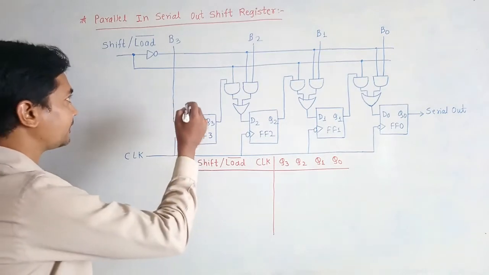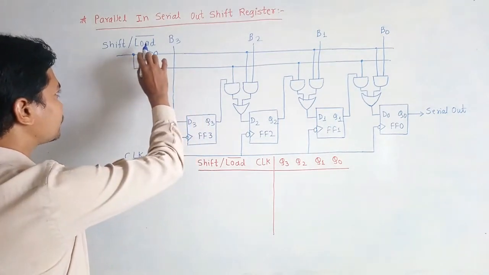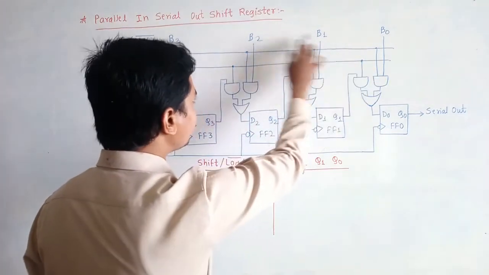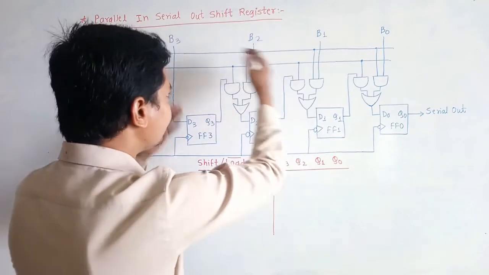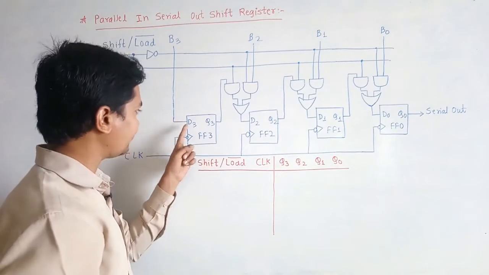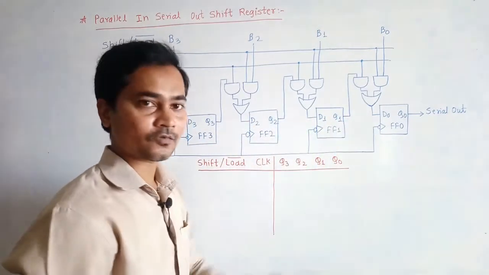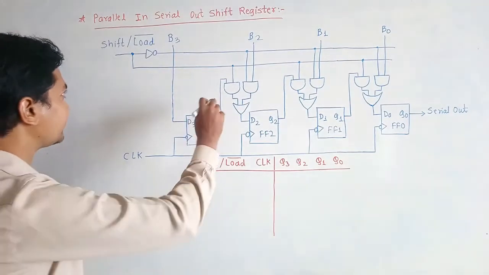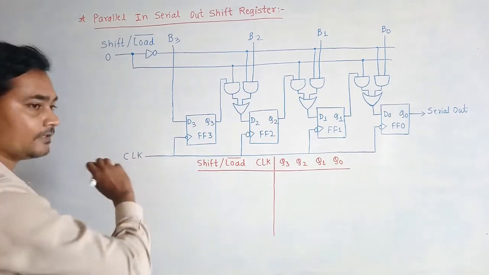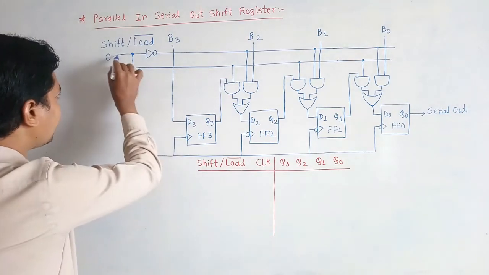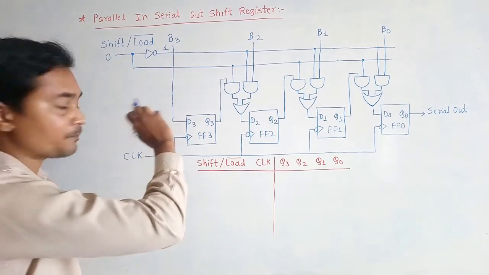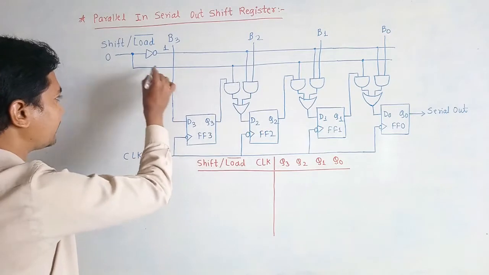Initially, as I told you, the load signal should be activated so that B3, B2, B1, B0, these input bits, will be loaded first and applied at the inputs of the D flip-flops. Let us see how. Consider that initially we have made the shift/load bar signal equal to 0. Then what will happen? Due to this NOT gate, the upper line will become 1 and the lower line will become 0.